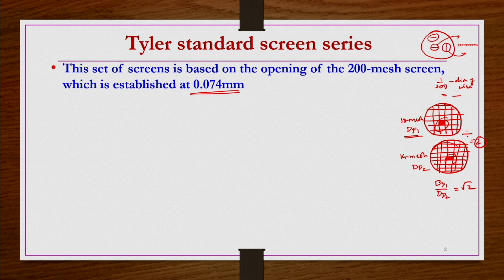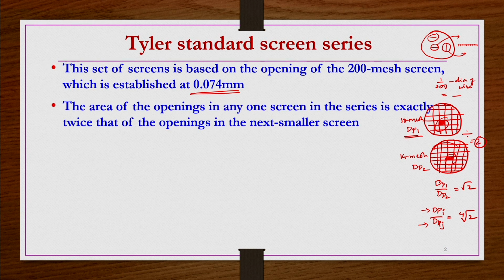Sometimes you may also need intermediate screens between these two. So, some intermediate screens are also designed, so that, let us say, for an intermediate screen between dpi and dpj, the linear dimension ratio, the regular one divided by the intermediate one, will always be 4th root of 2. This is how these Taylor standard screens have been designed.